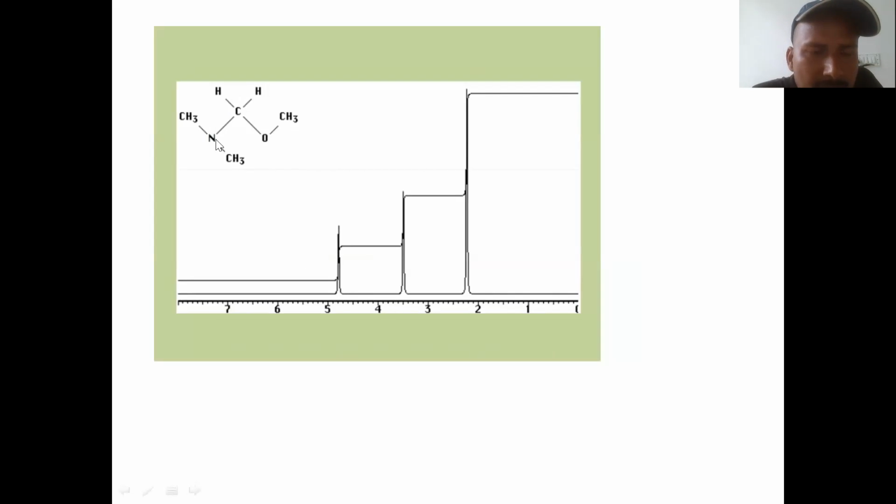This is an amine compound. These are tertiary amines, so that's why they appear at 2.2. You can see that this is for 3 hydrogens, this is for 2, and this is for 3, meaning it is 2 times from this one, and only one proton in excess. So you can see the peak ratio.